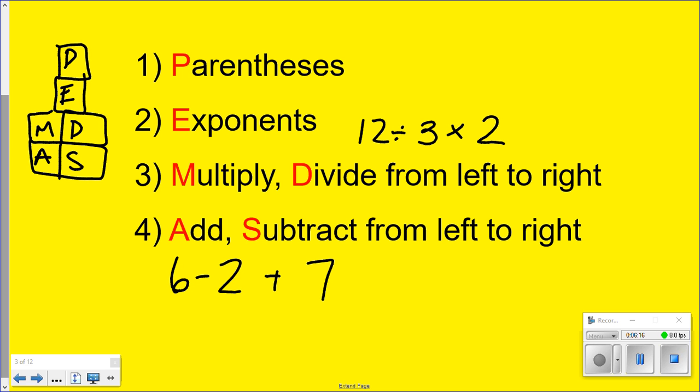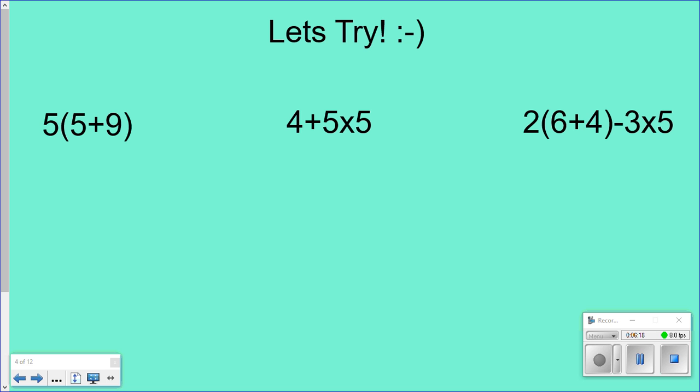Okay. All right, so let's do some practice. Let's look up here. Let's just look at this one together, okay? So I have 5 on the outside, parentheses, 5 plus 9. Now, if I were you, I would do everything in steps so you can see in steps what you're going to do. Steps will help tremendously, not only now but later, so get in the habit of showing some steps.